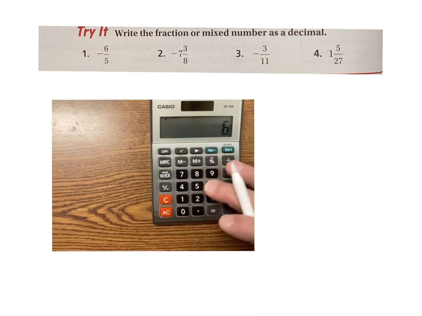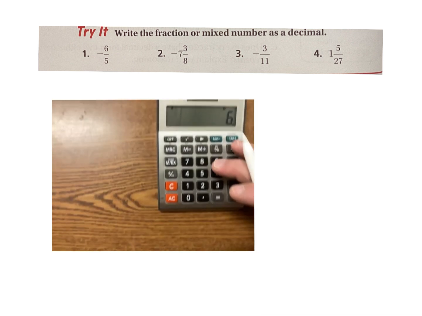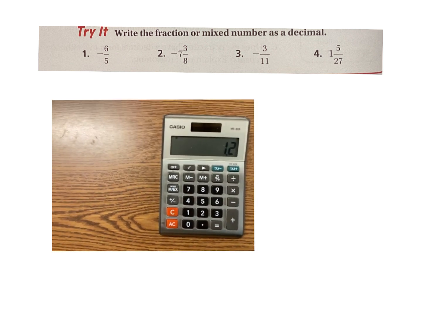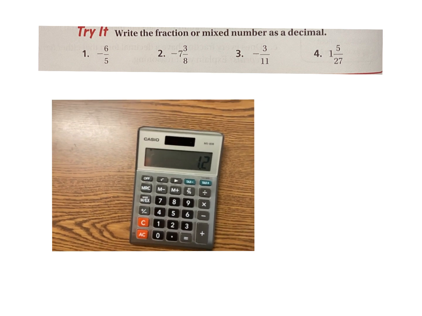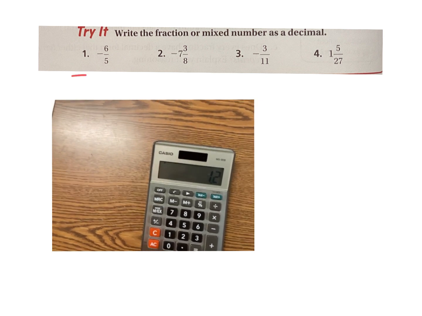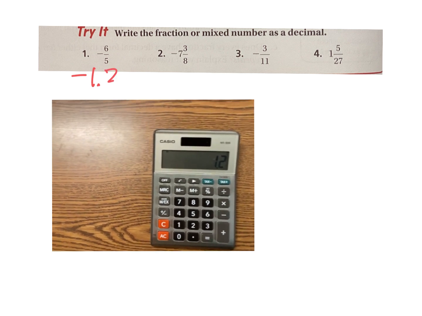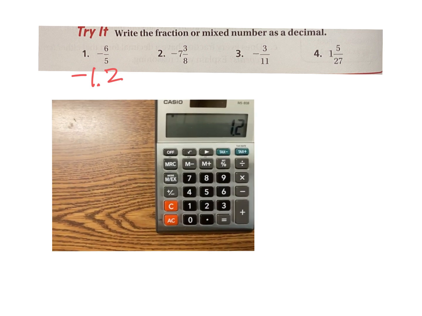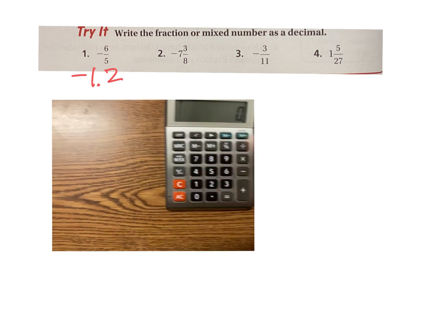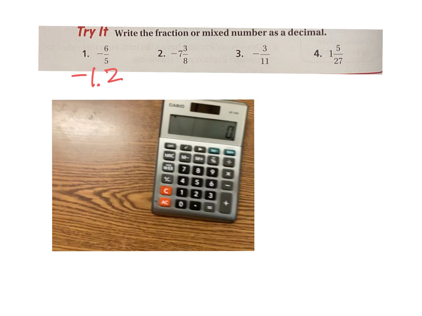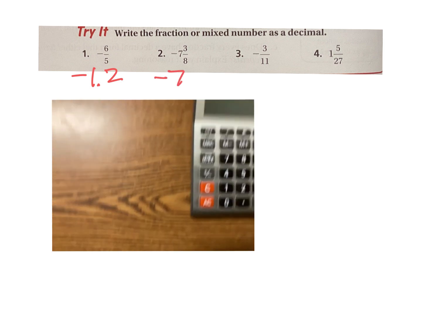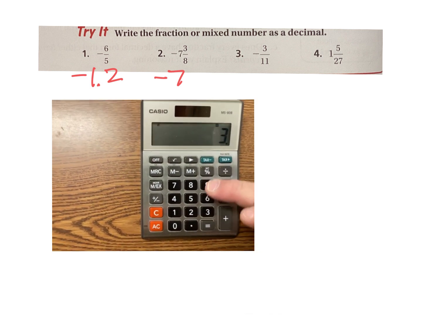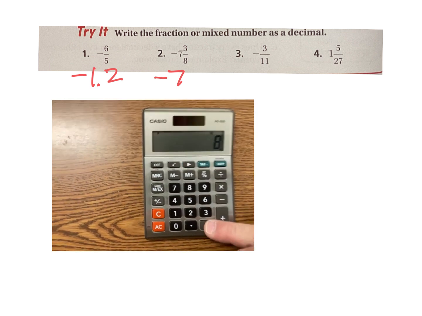So I start with the top number 6. I put that in, 6, and divided by 5. And that equals 1.2. It started out as a negative, so I know this is going to be a negative 1.2. And it doesn't go on forever. It's terminating. Okay. Now, with the next one, I could make it improper, or I could just keep it like this, and I go negative 7, and then all I have to do is type in 3 divided by 8.